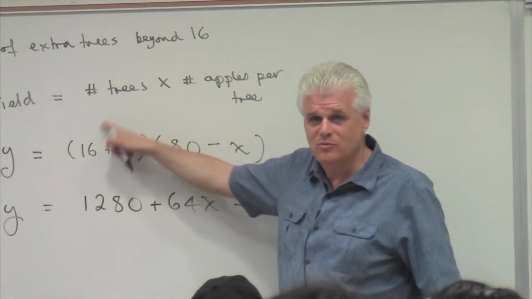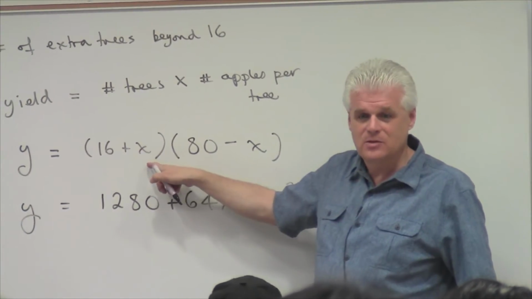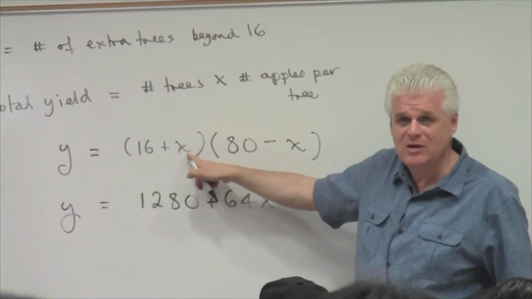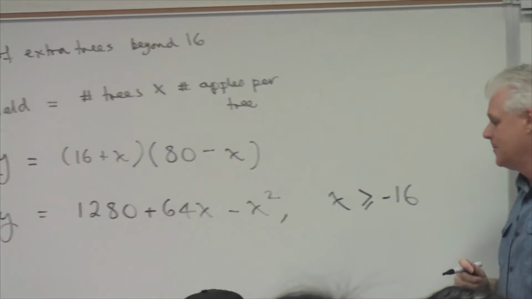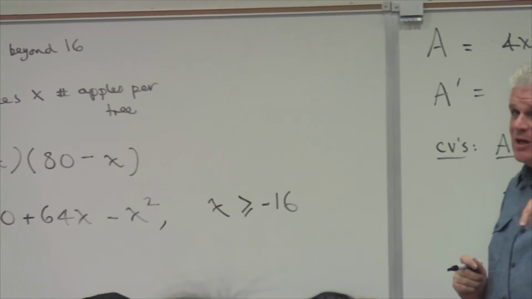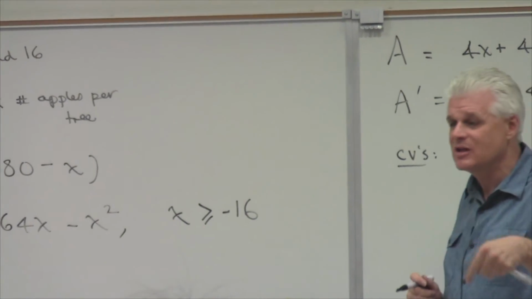16 plus x is the number of trees. So put a negative 16 in there, you'd be down to having 0 trees. Does that make sense? So remember, x is not the number of trees. X is the number of trees beyond 16.